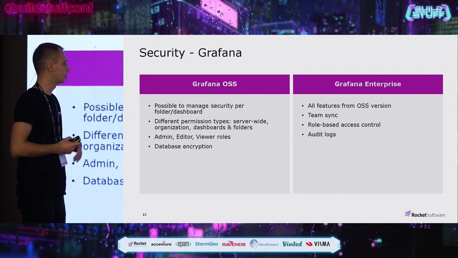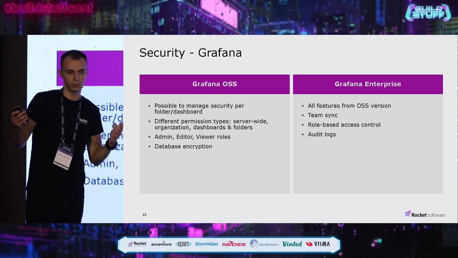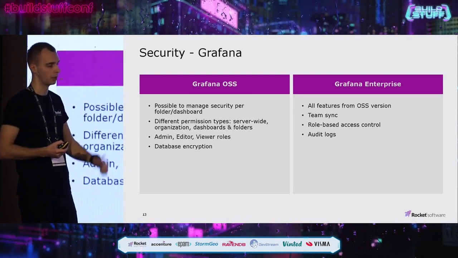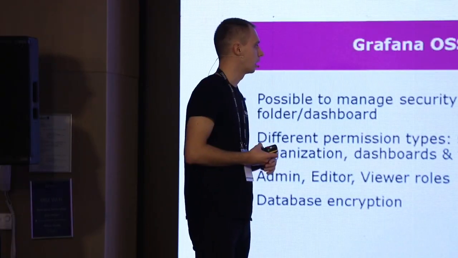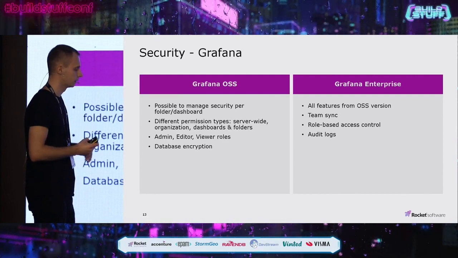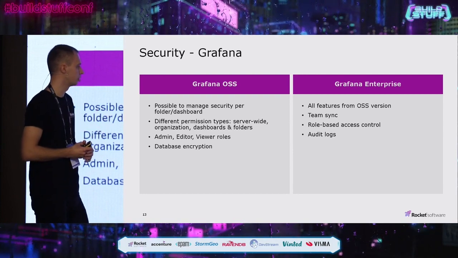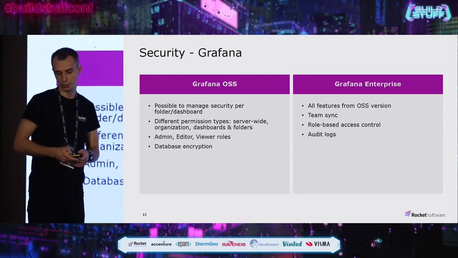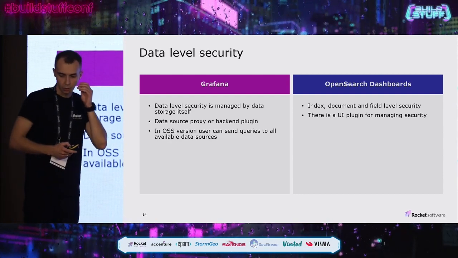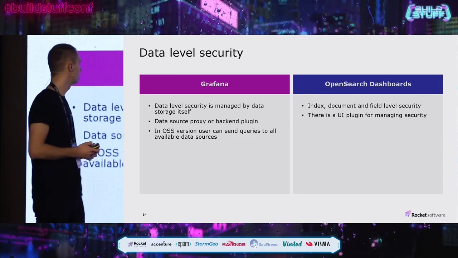And combining these two, role-based access control and team sync, you can take advantage of your authentication system to manage permissions in Grafana. Audit logs are available only in Grafana Enterprise, and you can configure where to store them: inside the file, send them to Loki, or send them to the Grafana default logger, but the last option is not recommended for production use.